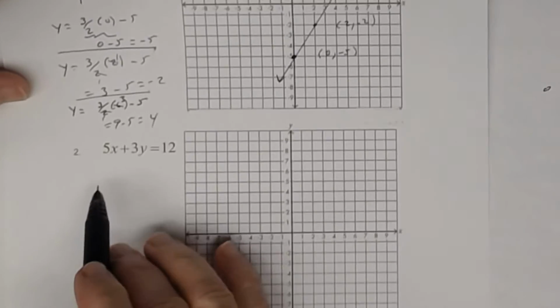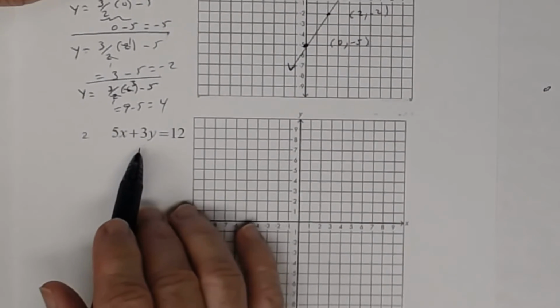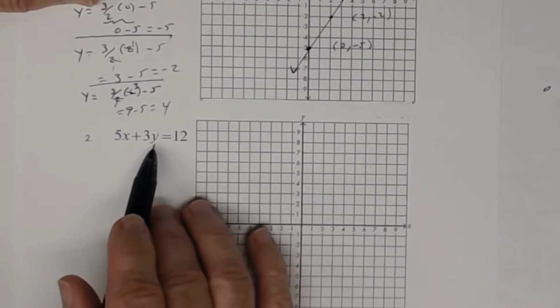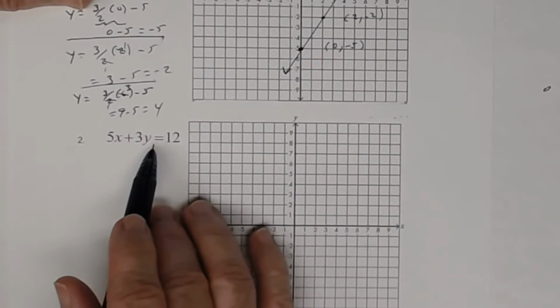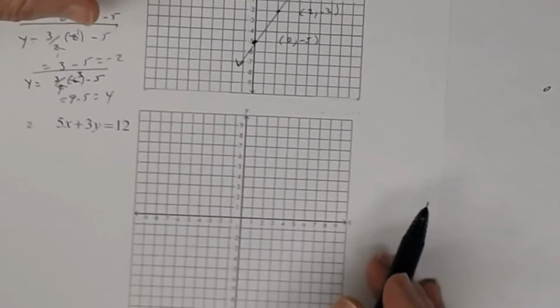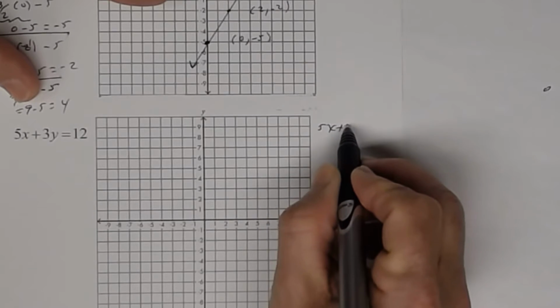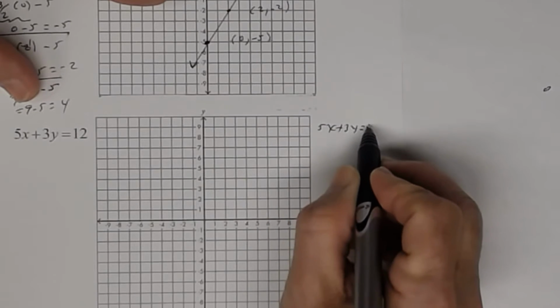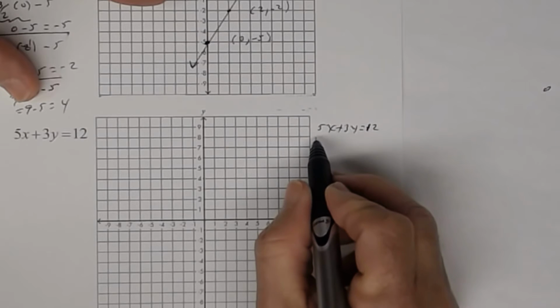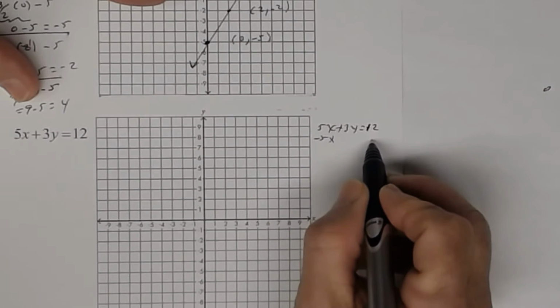Now, number 2, the way you were asked to do that was if y is not by itself, then first of all, let's go ahead and get y by itself. So let's go ahead and do the work right here. So I have 5x plus 3y equals 12, right? That's a 12. So first of all, I'm going to subtract 5x from both sides.